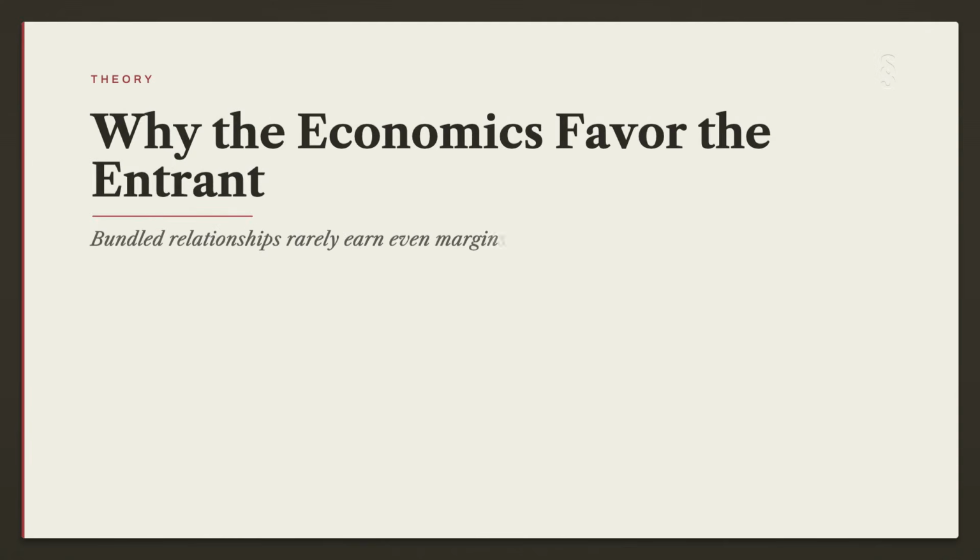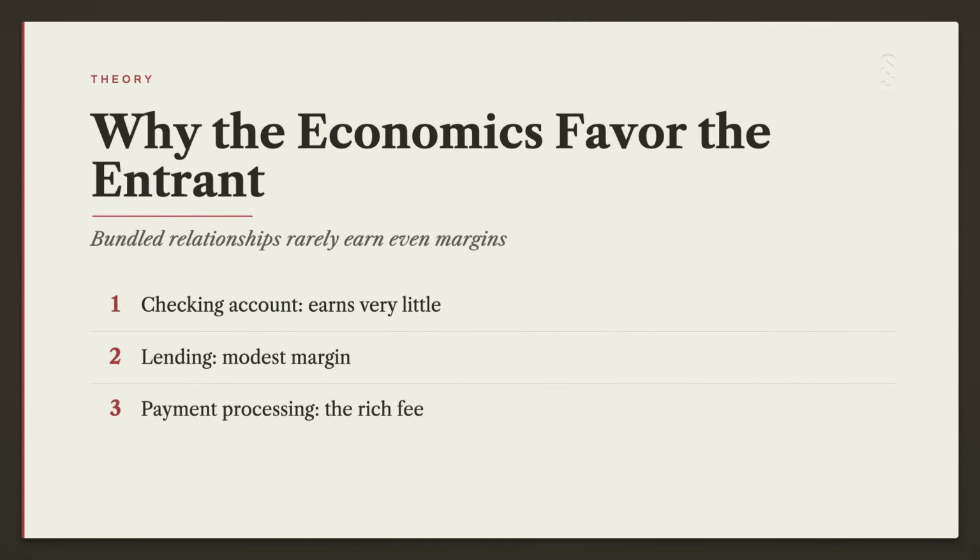The reason this works is that bundled relationships almost never earn uniform margins across their pieces. Checking earns very little, lending offers a modest margin, and payment processing earns the comparatively rich fee that actually funds the bundle. An entrant that captures only the payments flow takes most of the profit while leaving the incumbent with most of the cost.